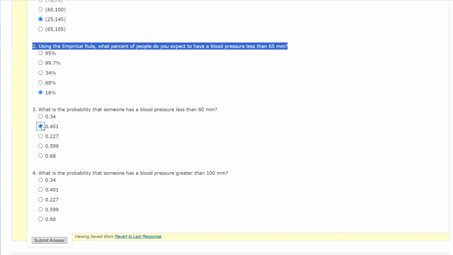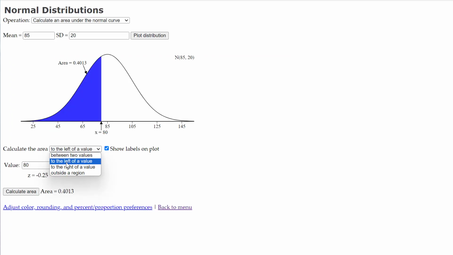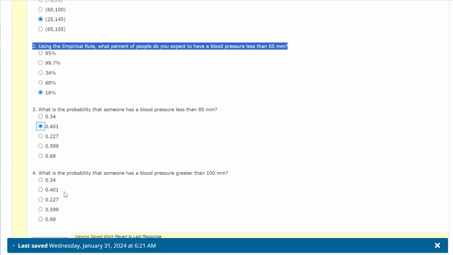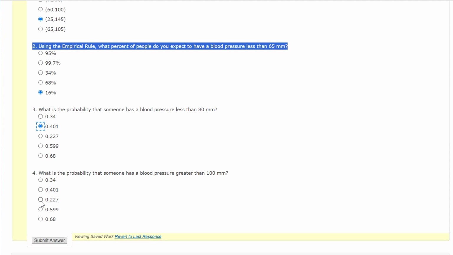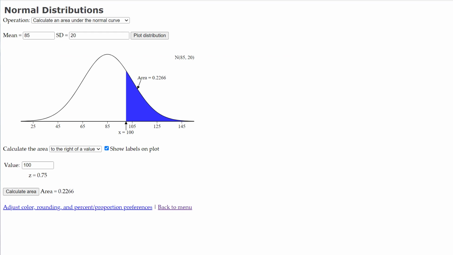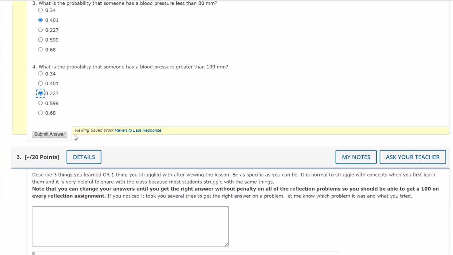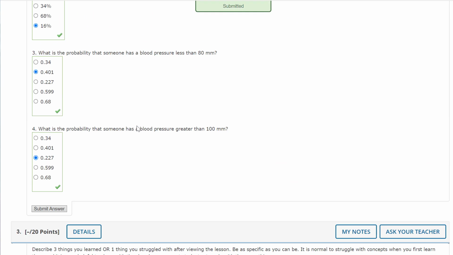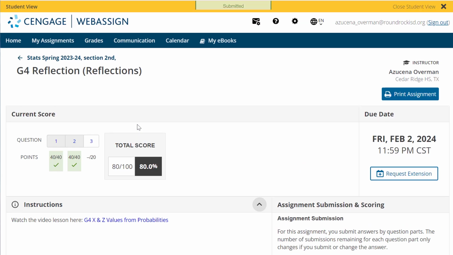There we go. Greater than 100, we go back to the normal distribution, and this time we say to the right of a value. We're going to put 100 in there and calculate the value again, and we get 0.226, which is something like that. All right, I guess it must have rounded. Yeah, 0.2266. All right, and we submit our answer. And they're all correct. Yay. Aren't you proud of yourself?